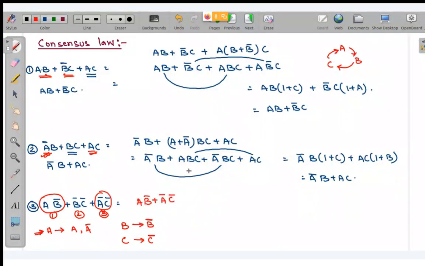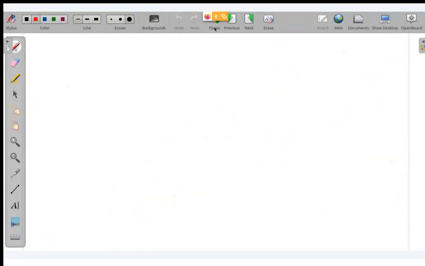Okay, is this clear? Tell me, is this clear? Clear to everyone? Okay, last example.